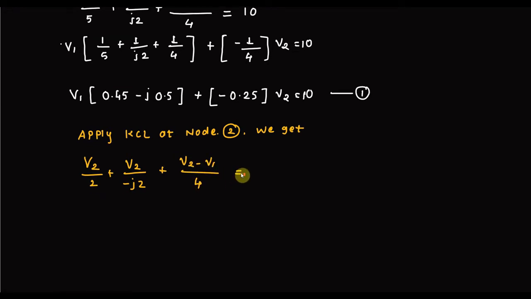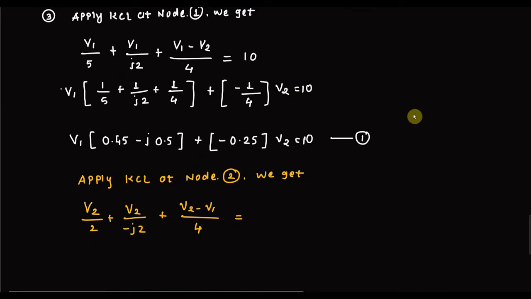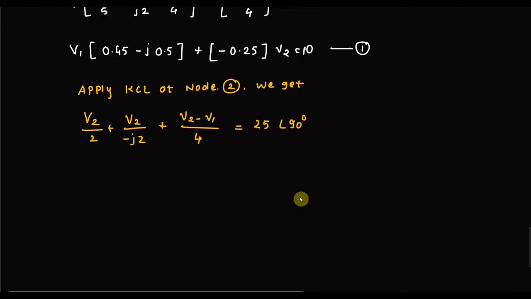And this should be equal to the current. You can see that this current is coming towards the node, so it is taken as positive. What will be the value of that current? 25 at an angle 90. Fine. So this will be the KCL equation for node 2.